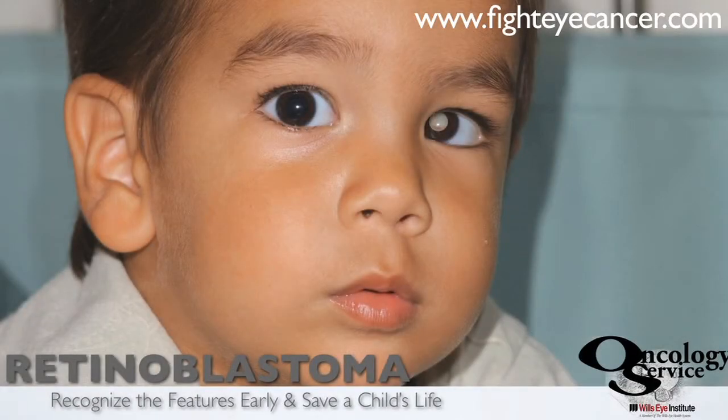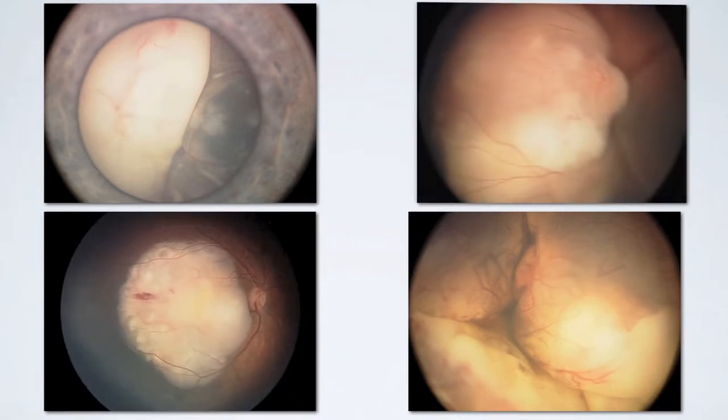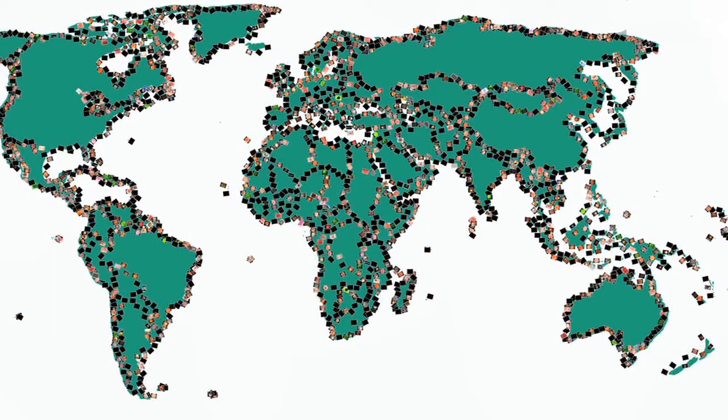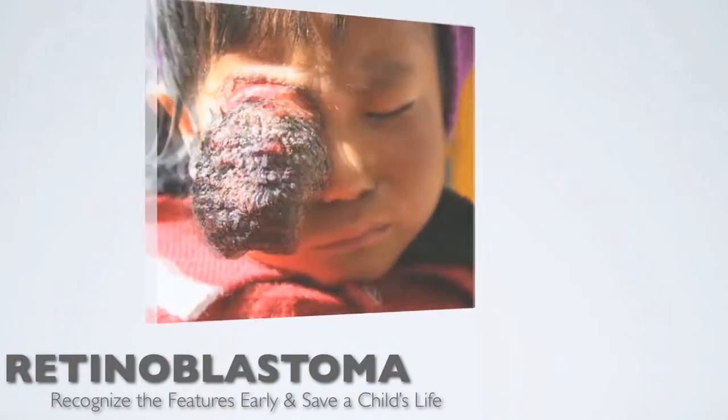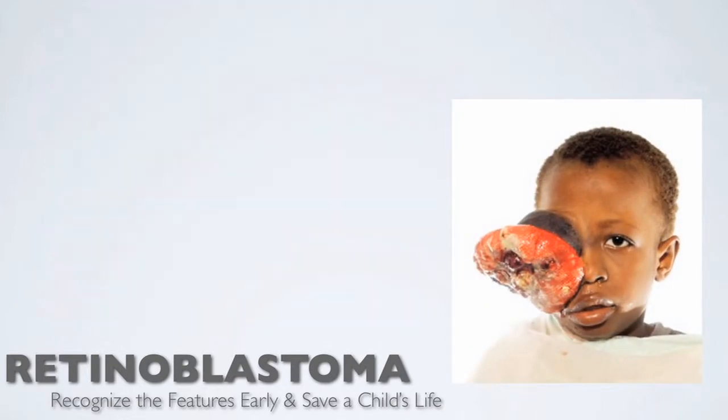Retinoblastoma. Recognize the features early and save a child's life. Retinoblastoma is the most common primary intraocular malignancy of childhood. Worldwide, it is estimated that 8,000 children develop retinoblastoma and 3,400 die from retinoblastoma annually. Most deaths occur in developing areas due to delayed diagnosis and delayed treatment.